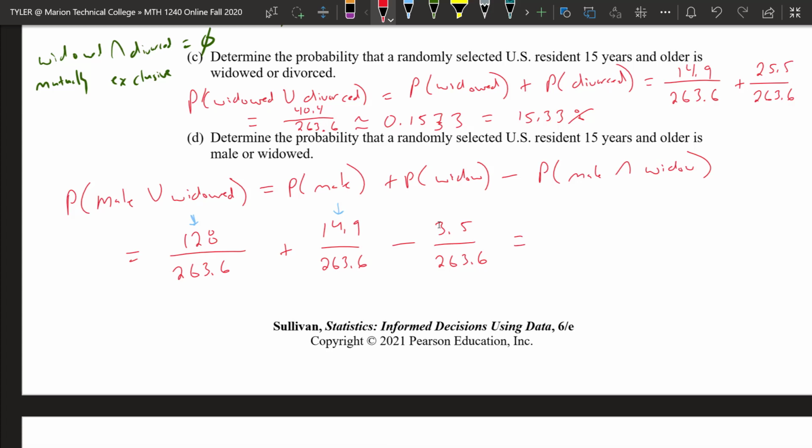So if you simplify these fractions, add and subtract, we get 139.4 out of 263.6 million, which is approximately equal to 0.5288, which is equal to 52.88%.